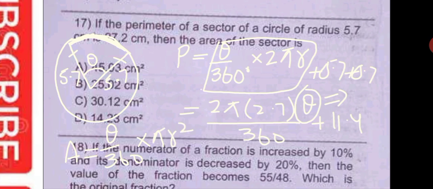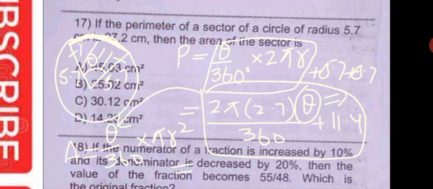So when calculating the value of theta from this expression, we put the value of theta here and we will get the area of this very sector, which I have calculated, and it comes out to be 45 point something.